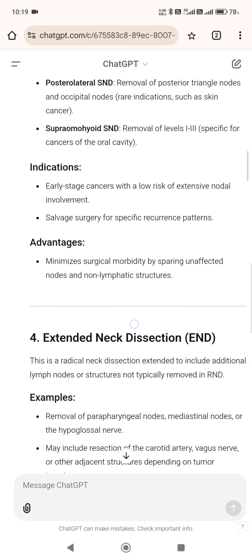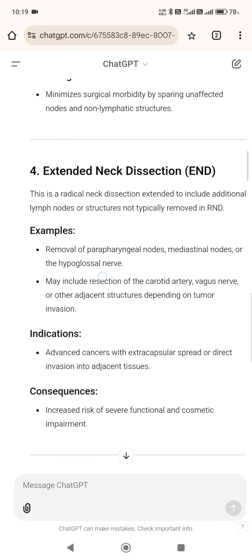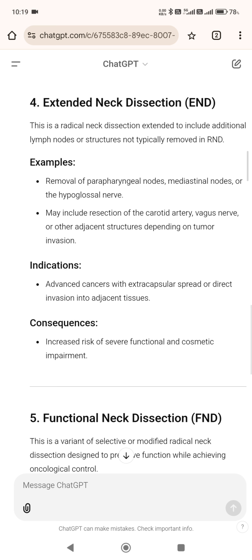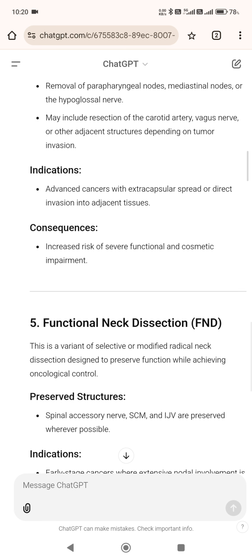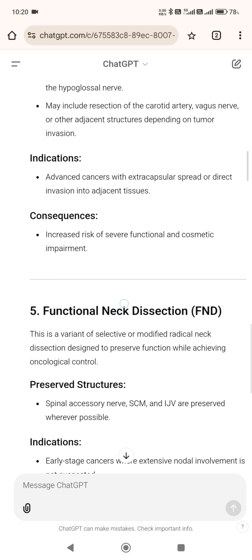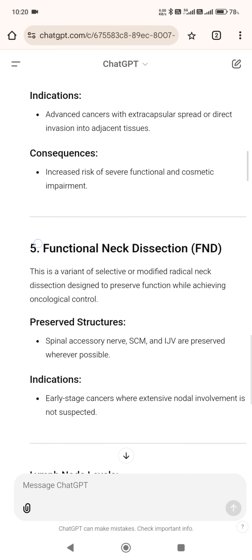4. Extended neck dissection, END. This is a radical neck dissection extended to include additional lymph nodes or structures not typically removed in RND. Examples: removal of parapharyngeal nodes, mediastinal nodes, or the hypoglossal nerve. May include resection of the carotid artery, vagus nerve, or other adjacent structures depending on tumor invasion.